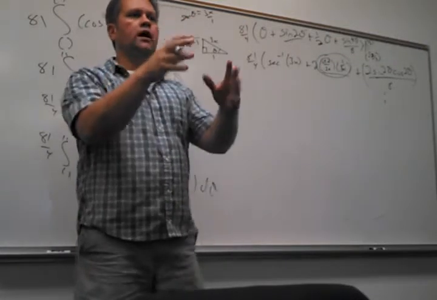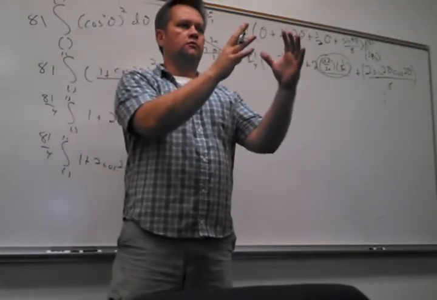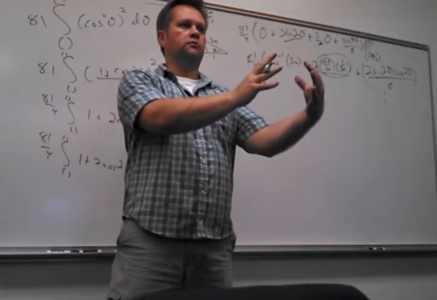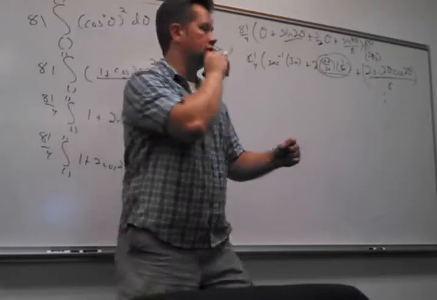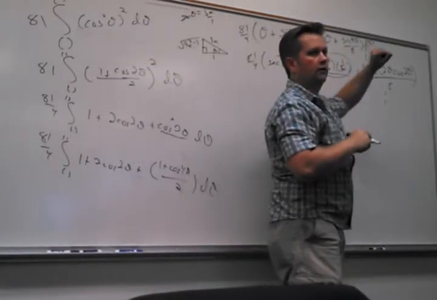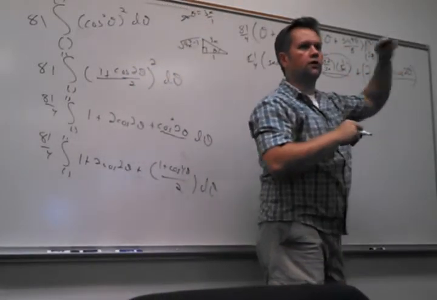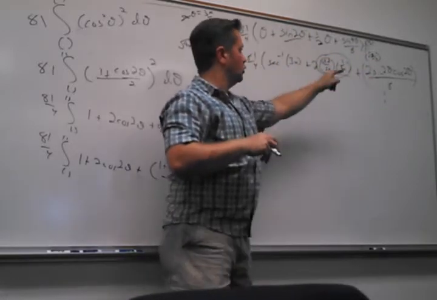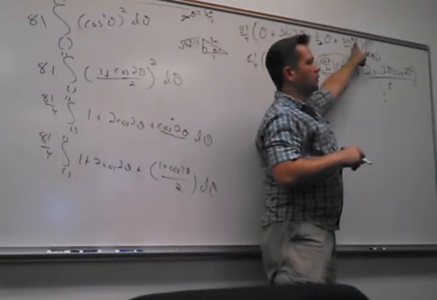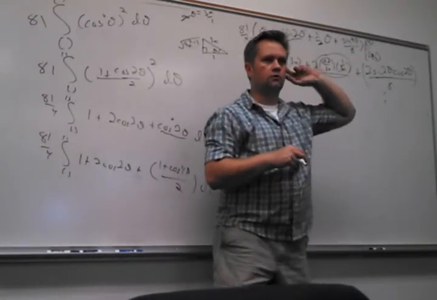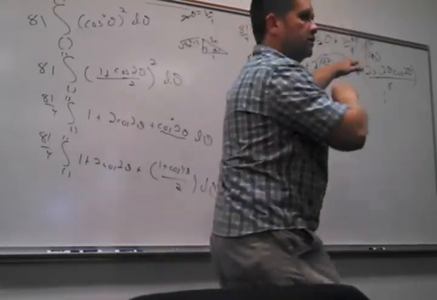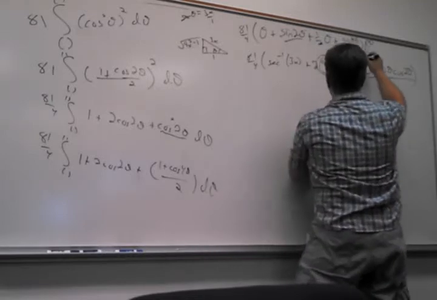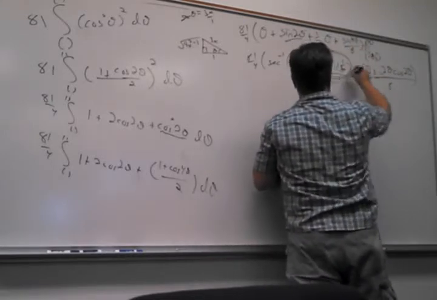No. Sine of 2 times something is twice sine of that thing, cosine of that thing. So this is sine of twice 2 theta. It is 2 sine 2 theta cosine 2 theta. So that 2 on the outside is not dependent on what's in there. It's just a part of the form of the identity. I'm still not done. This whole thing is this.